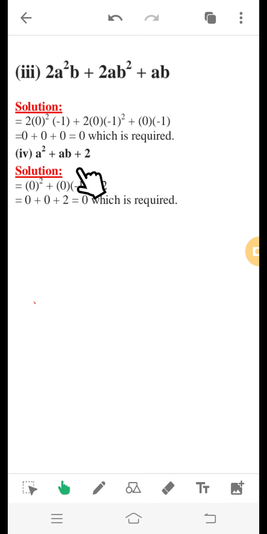Fourth one, a square plus ab plus 2. Put the value of a is equal to 0, b is equal to minus 1. So here 0 square plus 0 minus 1 plus 2. So it's 0 plus 0 plus 2. So our answer is 2, not 0.